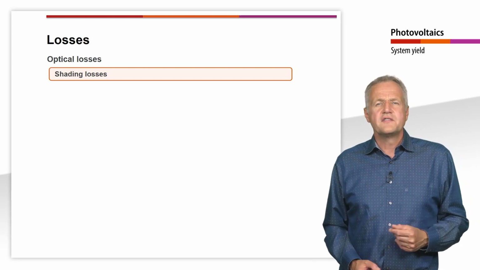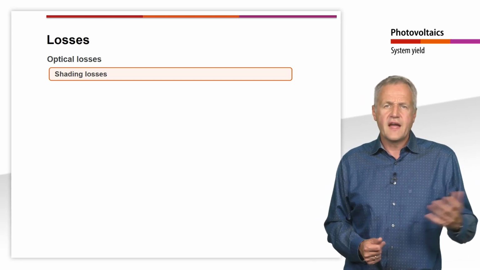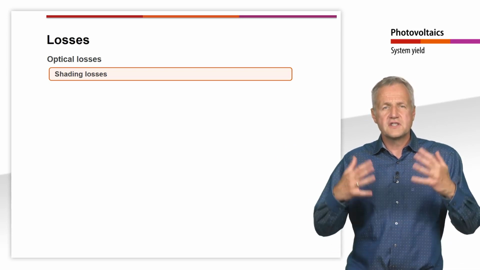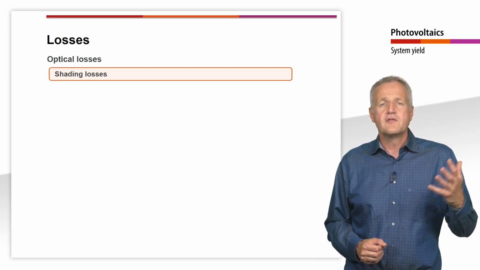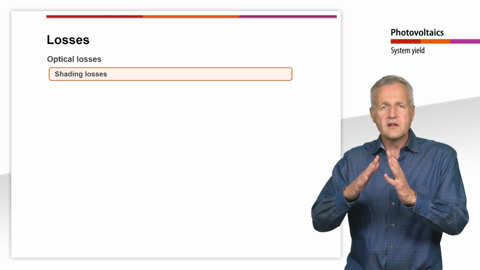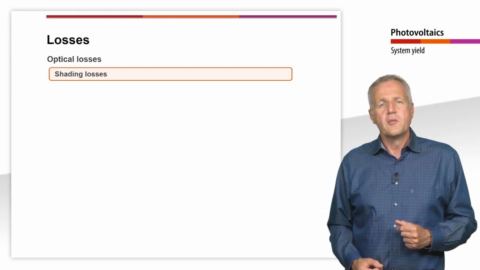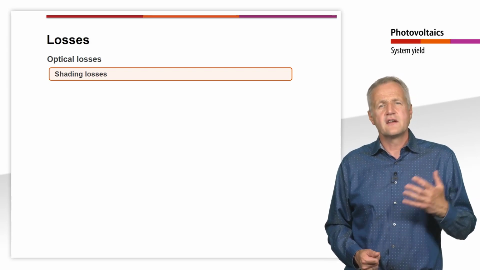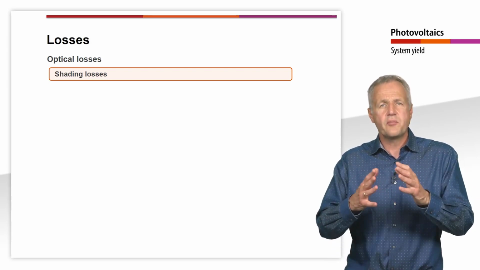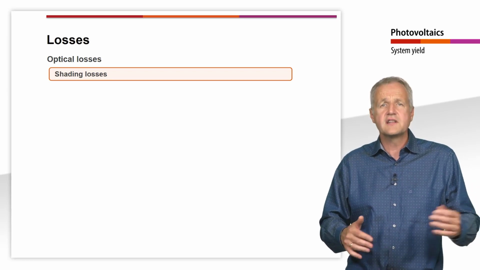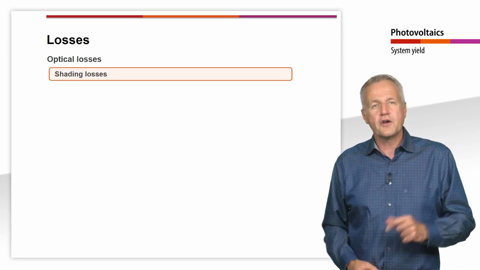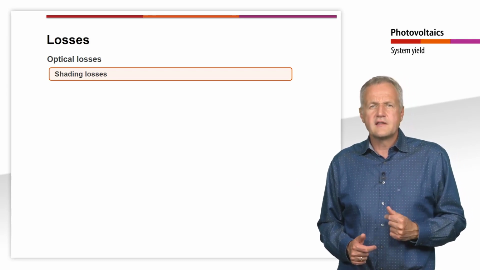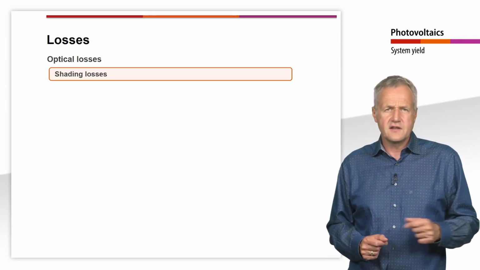First of all, there are a number of optical losses that prevent incident solar irradiation on the module from being converted into electrical energy. For example, shading of single or multiple modules may occur. We have already seen that in a series connection, even the partial shading of a single module leads to considerable power losses in the entire module string. Estimating the amount of these losses is not easy.